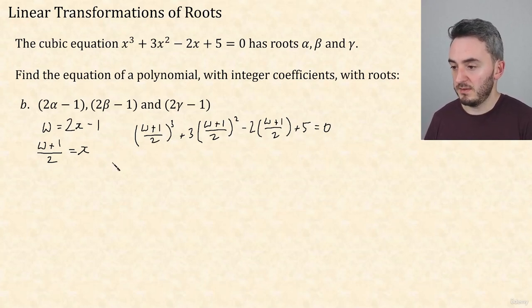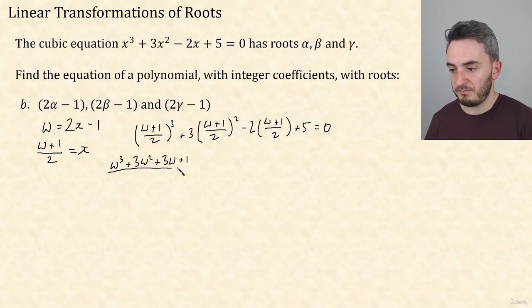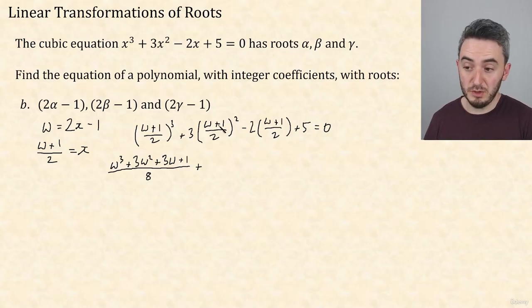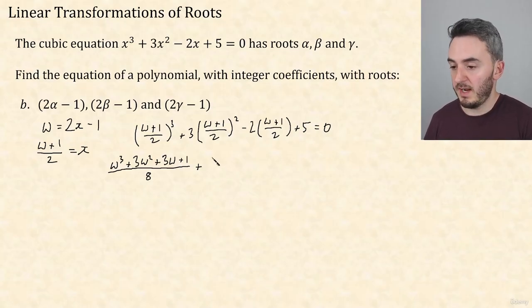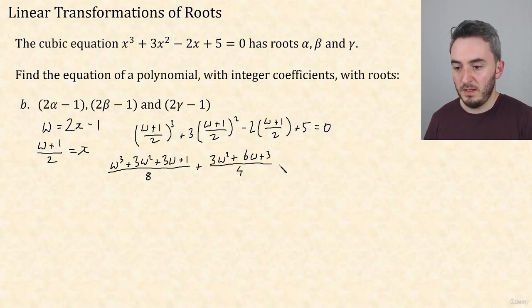So what do we get? We get w cubed plus 3w squared plus 3w plus 1 all over 8. That's this one expanded. Next one, well, if I expand this, it's w squared plus 2w plus 1. I'll multiply by 3 now to get 3w squared plus 6w plus 3 all over 2 squared. This one, well, the 2's cancel, so I just get minus (w plus 1), and then I've got 5 still at the end.